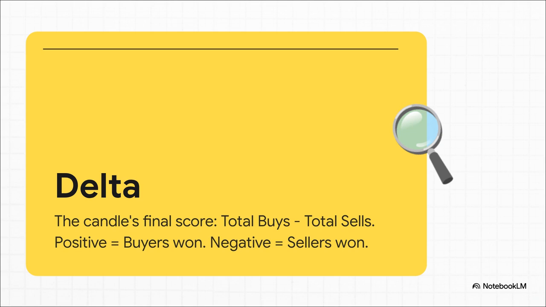And the third piece of the puzzle is delta. So if the candle is the battle, delta is the final score on the scoreboard. It's just the total number of buy orders minus the total number of sell orders for that whole candle. If the number is positive, buyers won that round. If it's negative, sellers took control. Delta gives you that one simple, bottom line number telling you who's really in charge.